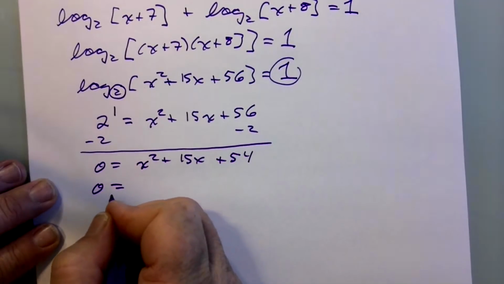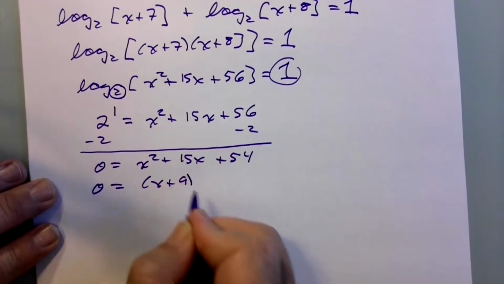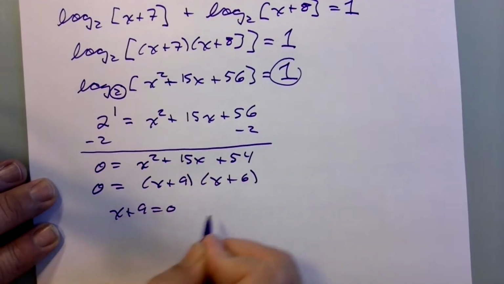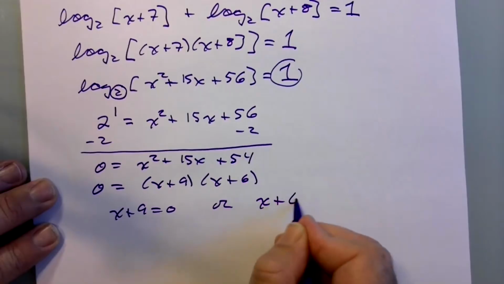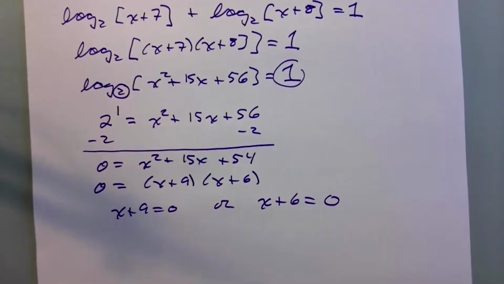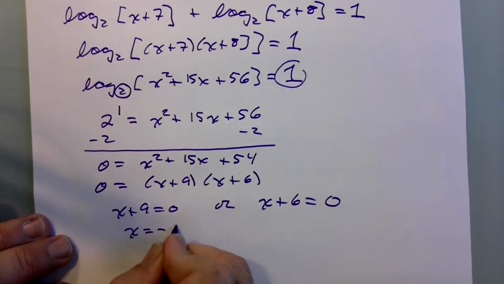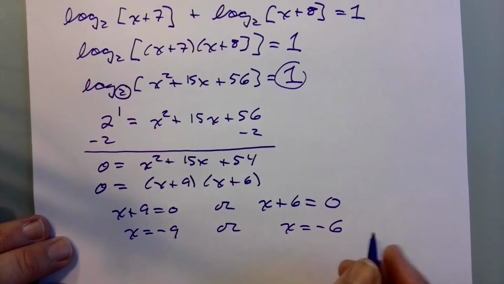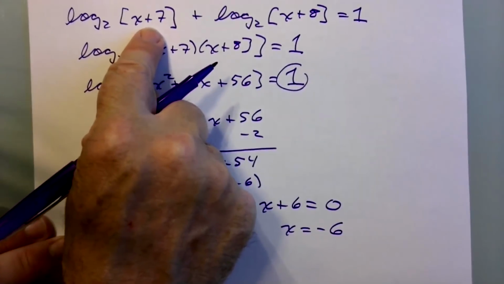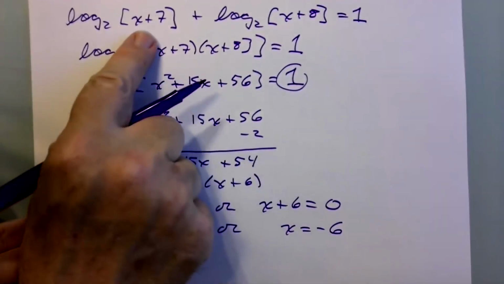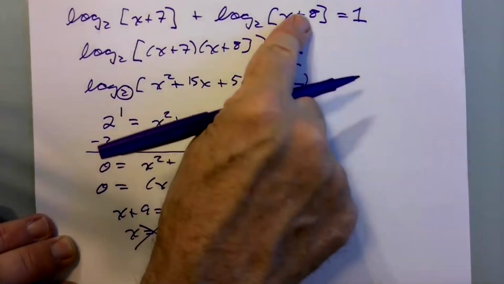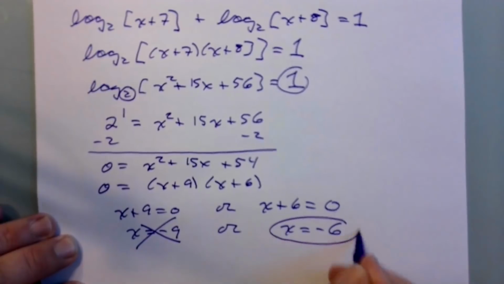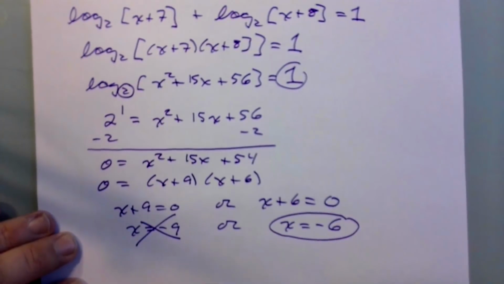Let's factor, that is x plus 9 times x plus 6. So either x plus 9 is 0, or x plus 6 is 0. Now, if x plus 9 is 0, what does that make x? x is negative 9. Or if x plus 6 is 0, x is negative 6. But if I plug those in, negative 9 plus 7 is negative 2. Not allowed. Negative 6 plus 7 is 1. Negative 6 plus 8 is 2. Those are both positive when I plug in negative 6. Therefore, my only answer for this question is negative 6.